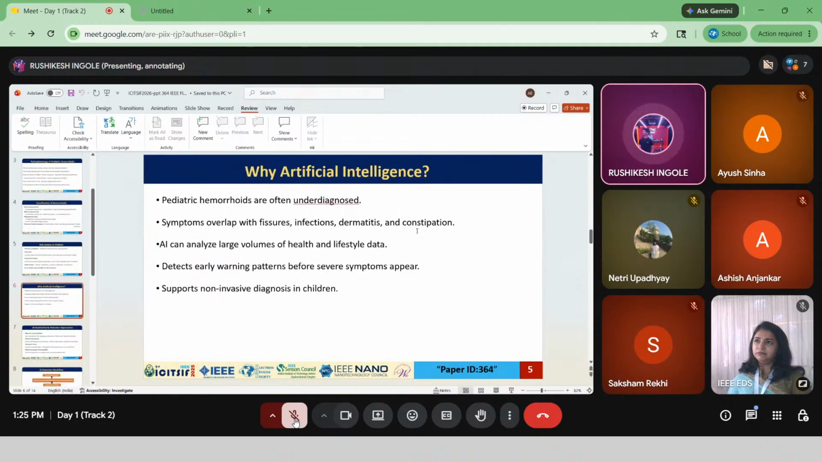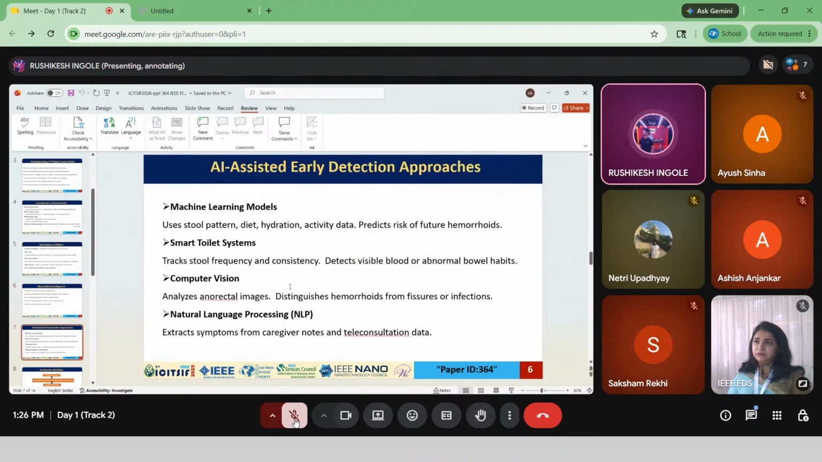Why artificial intelligence? Pediatric hemorrhoids are often underdiagnosed. Symptoms overlap with fissures, infection, dermatitis, and constipation. AI can analyze large volumes of health and lifestyle data, detect early warning patterns before symptoms appear, and support non-invasive diagnosis in children.